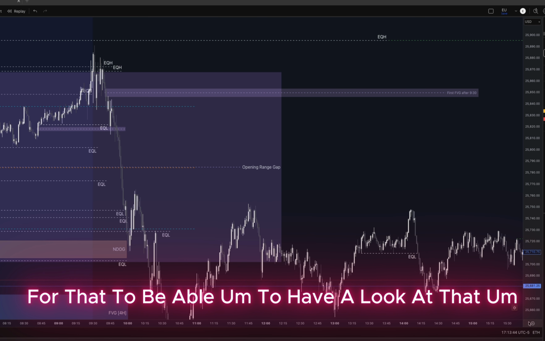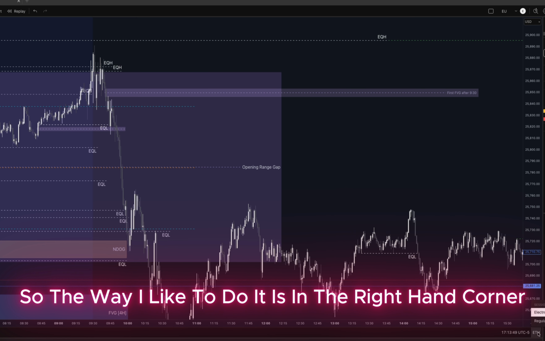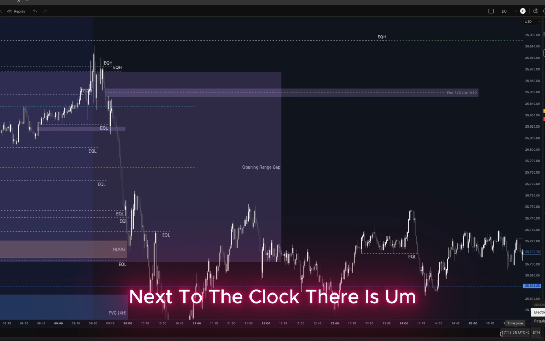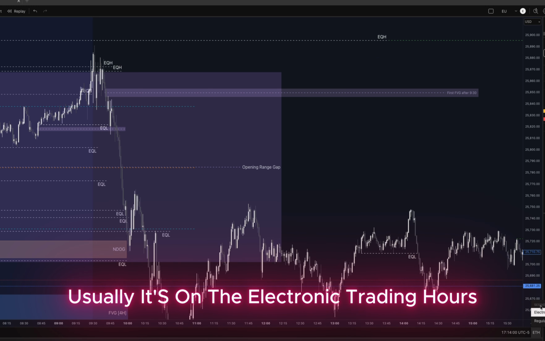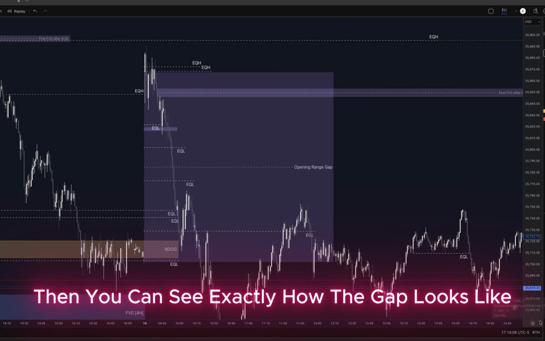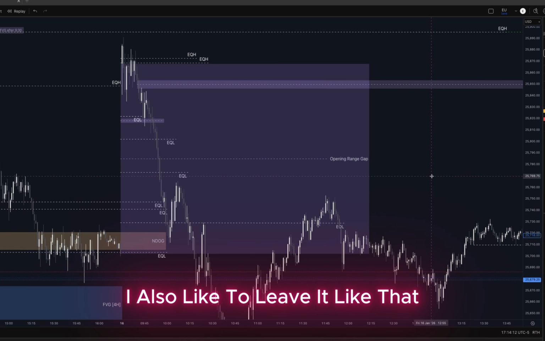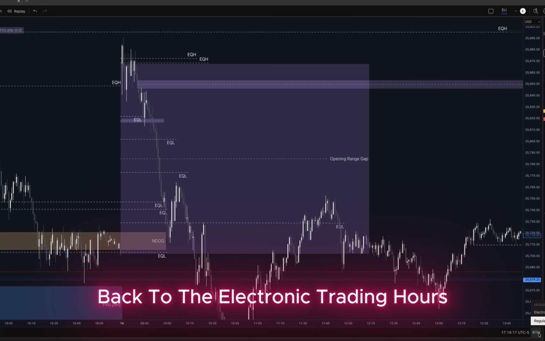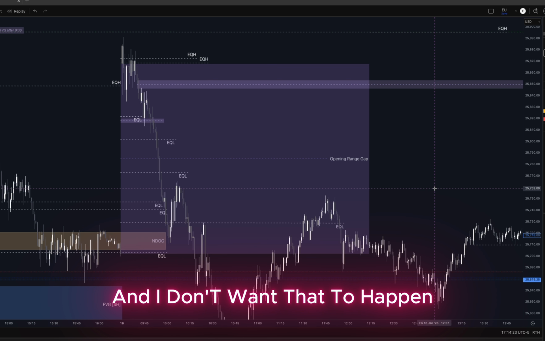For me to be able to have a look at that, we need to swap the sessions on TradingView. So the way I like to do it is in the right-hand corner, next to the clock, there is a section where you can have a look at the sessions. Usually it's on the electronic trading hours, but if you swap over to regular trading hours, then you can see exactly how the gap looks. I also like to leave it like that, because if I swap back to the electronic trading hours, I feel like that could sway my bias and I don't want that to happen.